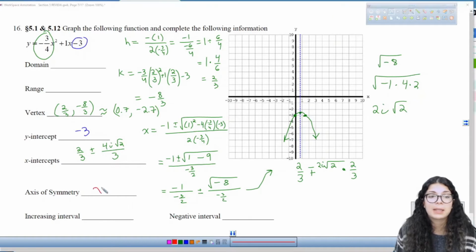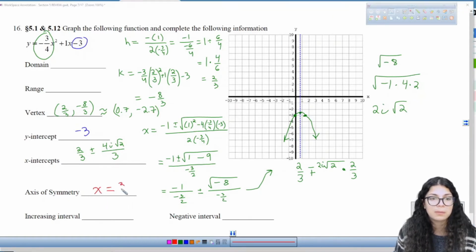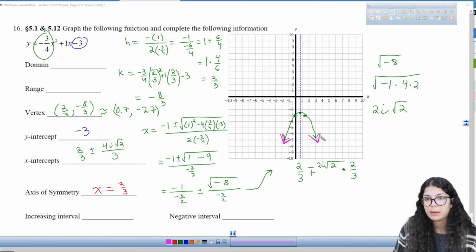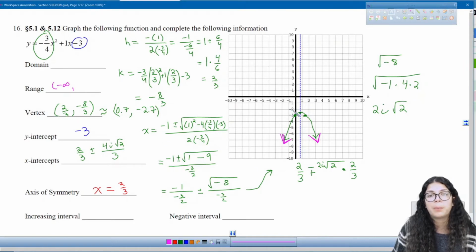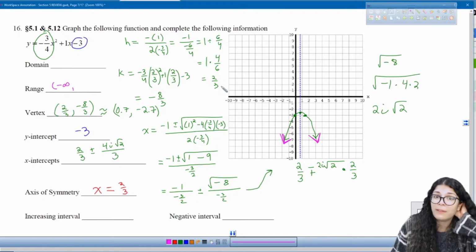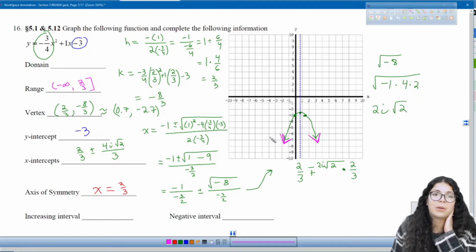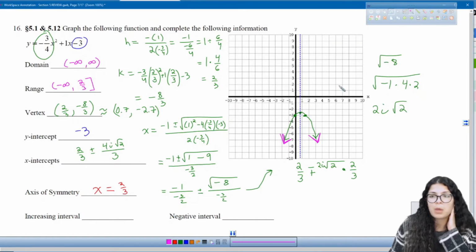The axis of symmetry is the line x equals the x of the vertex, which is 2/3. Always a line, guys. Always a line. Your range is, the lowest y value is on arrows at the bottom, so negative infinity, all the way up to the highest point, which is the maximum, which is the y value of the vertex, 2/3. And then your domain, arrows left and right, is all real numbers, negative infinity to positive infinity.